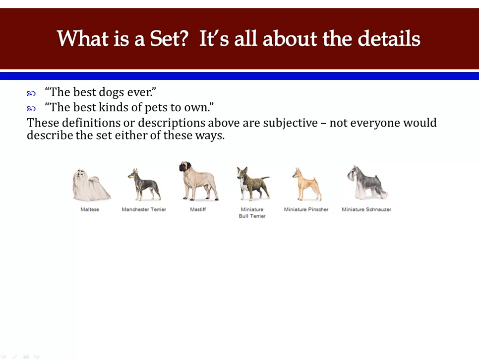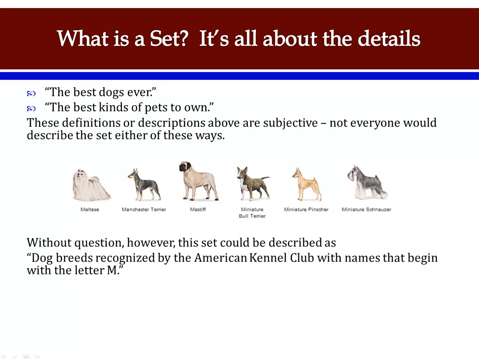However, there is a very detailed and distinct description of this group. So without question, this set could be described as dog breeds recognized by the American Kennel Club with names that begin with the letter M. So these are the 6 breeds that are recognized by the AKC, which is the American Kennel Club, whose names begin with the letter M. There are no other dogs that the American Kennel Club recognizes whose names begin with M. And so for this reason, this is a very distinct description that describes this set perfectly.